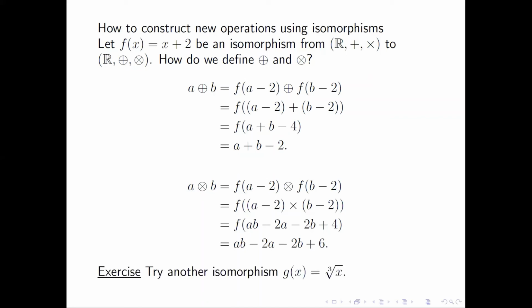Finally, I have an exercise. Try another isomorphism, g of x equals cubic root of x. And you can try. So how should you define your circled plus and circled multiplication?